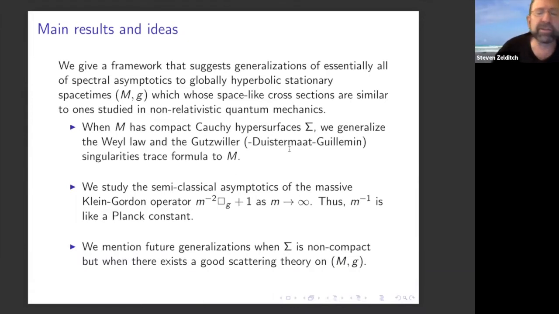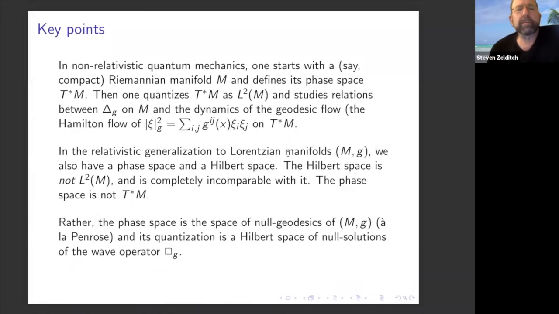So in future generalizations, Strohmaier and I plan to study situations where the space-like directions are non-compact, infinite volume, such as the ones where you do scattering theory on R^n, or where you have a black hole. So there are quite a lot of different generalizations you can study. And the key points are like this.